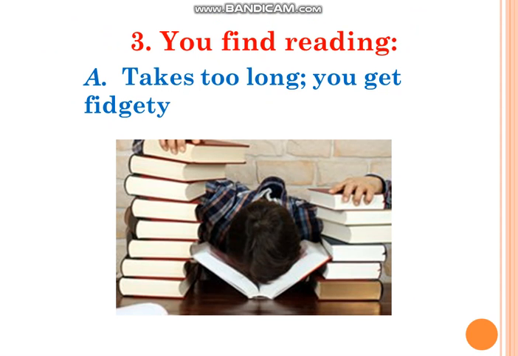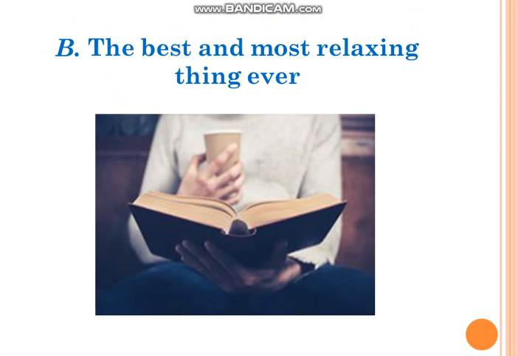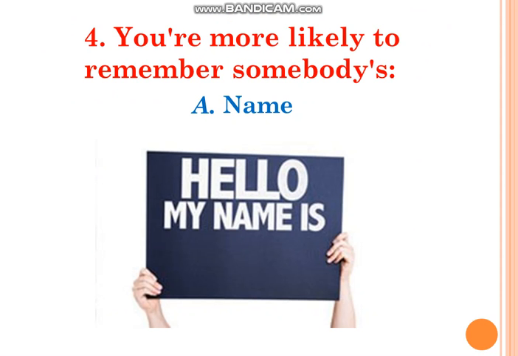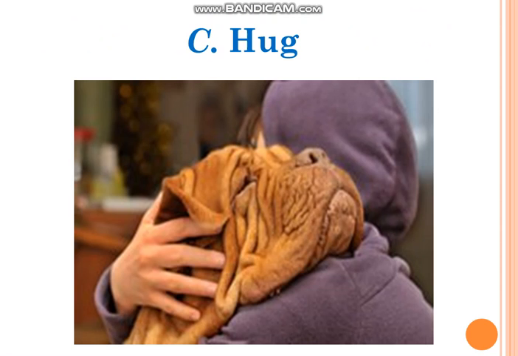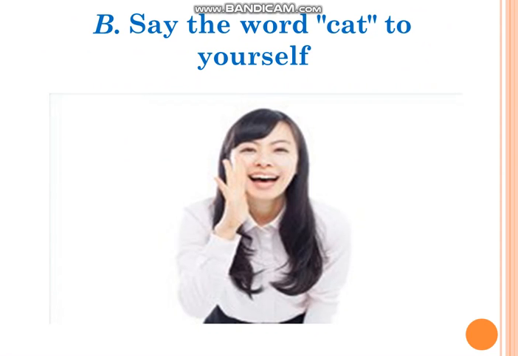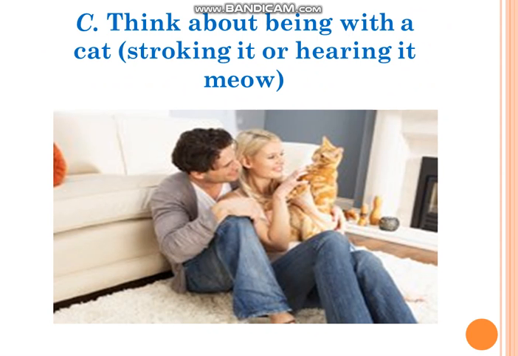The third question, you find reading A. Takes too long, you get fidgety. B. The best and most relaxing thing ever. C. Pretty boring, you would rather be outside. The next question is, you are more likely to remember somebody's A. Name. B. Face. C. Hug. When you see the word cat, what do you do? A. Picture a cat in your mind. B. Say the word cat to yourself. C. Think about being with a cat, stroking it or hearing it meow.